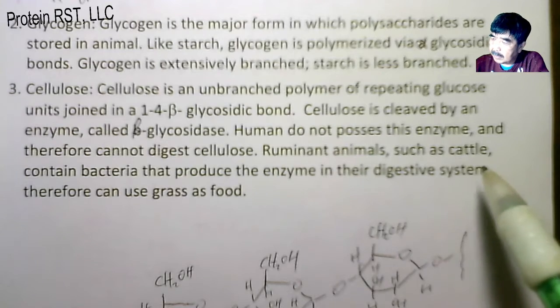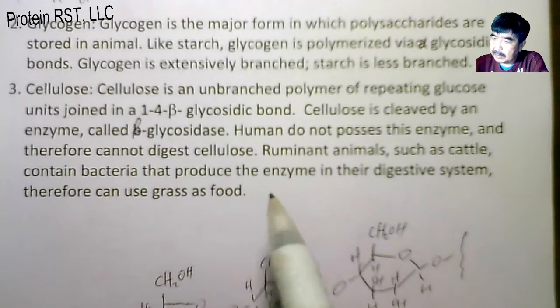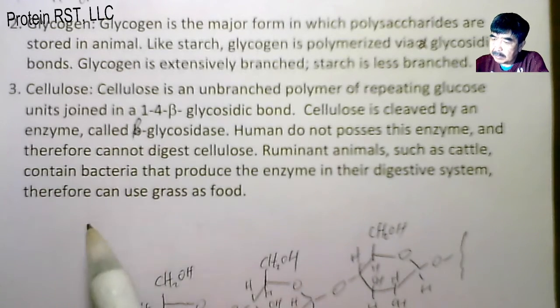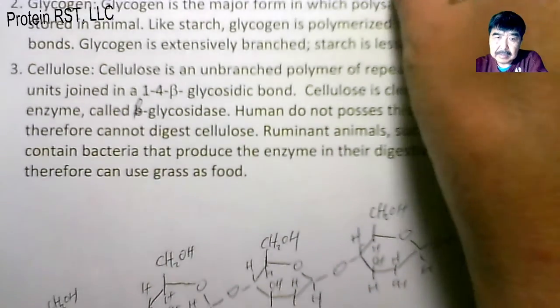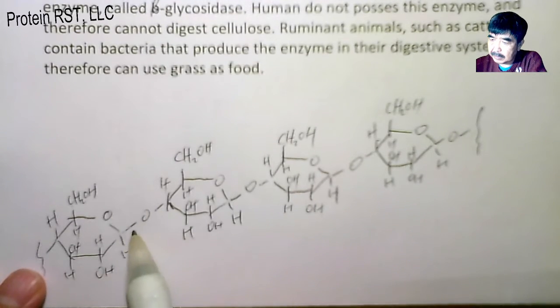Ruminant animals like cattle contain bacteria that produce the enzyme in their digestive system, therefore can use grass as a food. This is the structure of cellulose. They look like this. Okay, this is a glycosidic bond. It's in beta configuration.